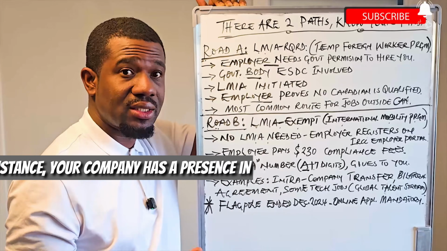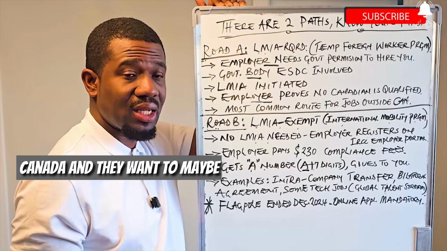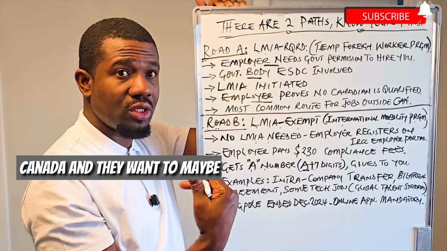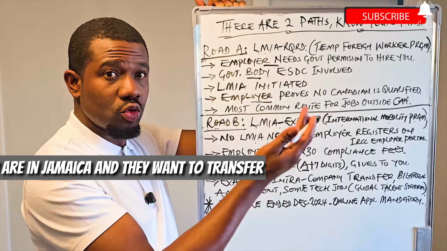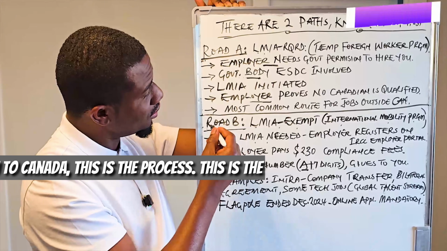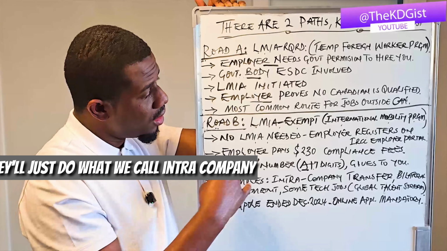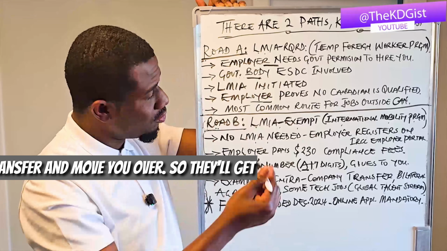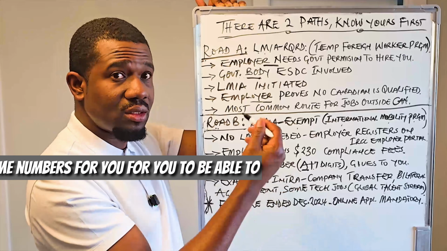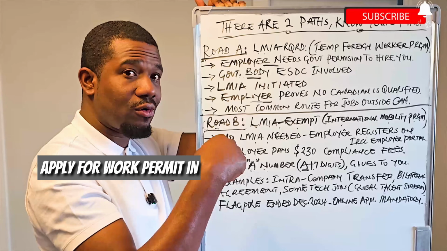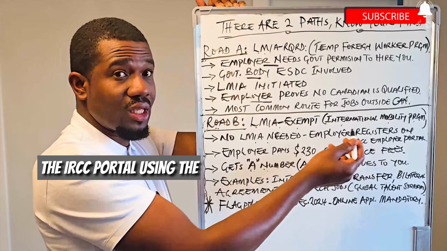Examples of Part B include intra-company transfer. Say for instance your company has a presence in Canada, and you are in Jamaica and they want to transfer you to Canada. This is the route they will follow. They will just do what we call an intra-company transfer and move you over. They will get some numbers for you to be able to apply for a work permit in the IRCC portal using the LMIA-Exempt route.